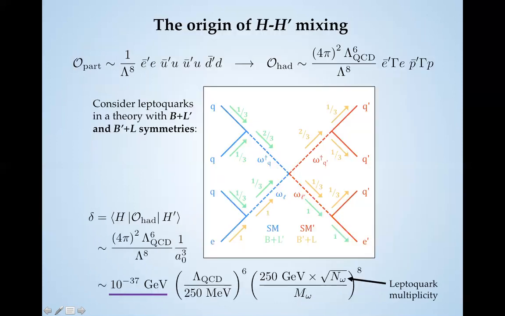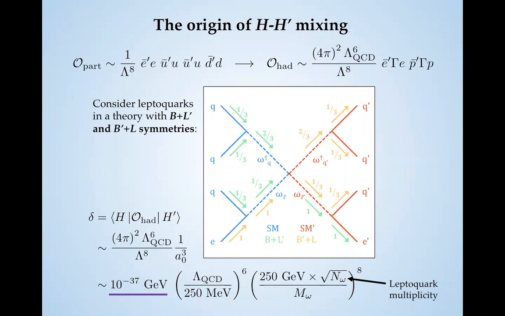Okay, so returning to this question of how mixing arises, we can connect delta to the scale lambda of new physics. If we work in terms of partonic degrees of freedom, the mixing operator is going to take this schematic form. The primes are denoting mirror particles. And this is all very rough, of course, but we can map that to an operator in terms of hadronic degrees of freedom.